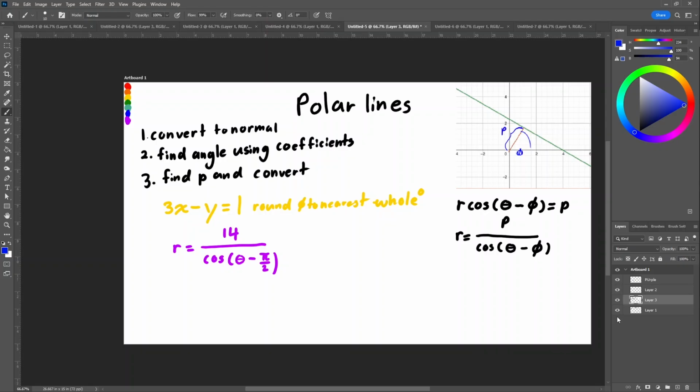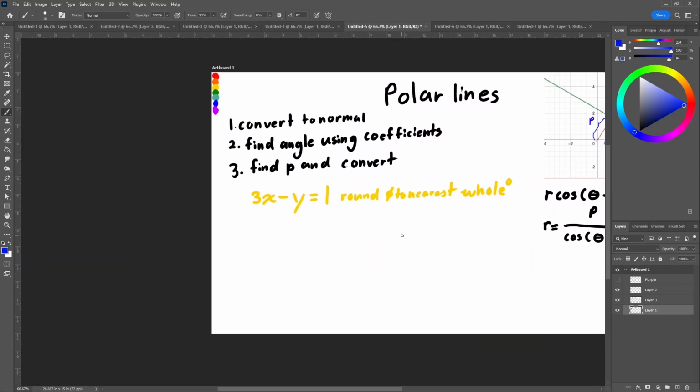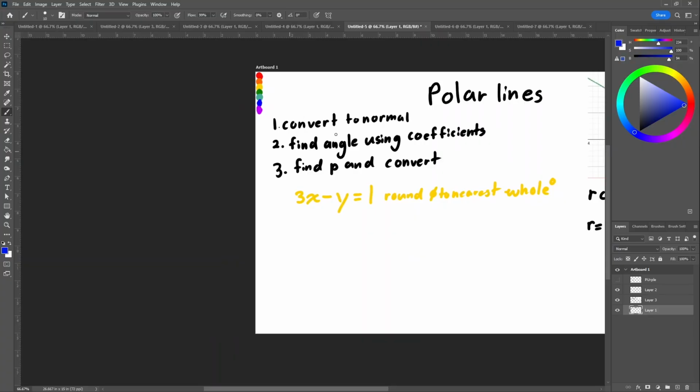So we can start off over here, and we can try to find the polar equation of this line to the nearest whole. So the first thing is we want to convert to normal, as I was saying, and the way we do that is we divide the entire equation by the magnitude.